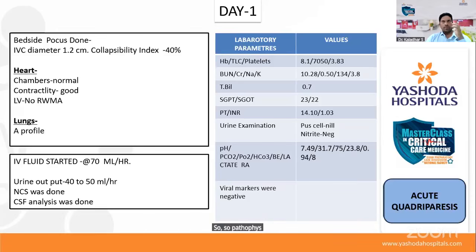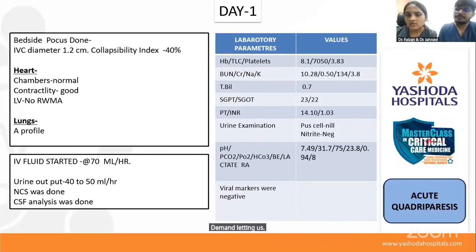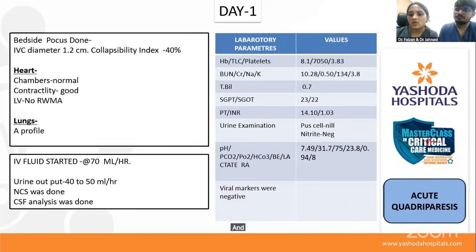From the pathophysiology point of view, if you look at the structural component of the nerve, demyelinating versus axonal, what happens exactly? Demyelinating is the damage to the myelin sheath, sir, whereas in the axonal variant, predominantly the damage is done at the nodes of Ranvier and the adjacent paranodal myelin.